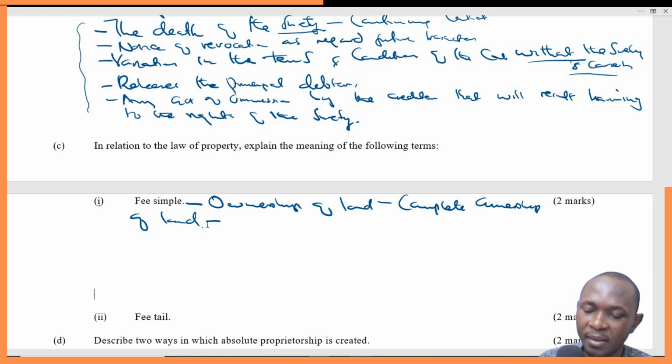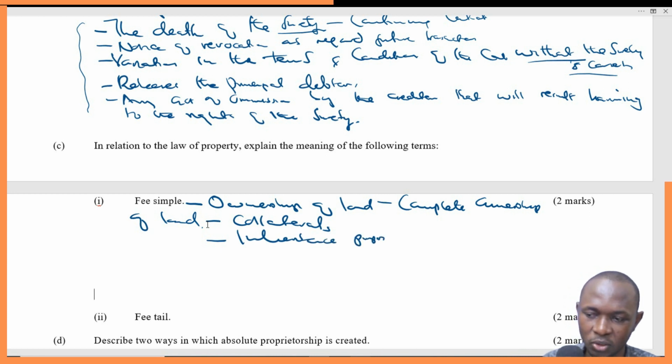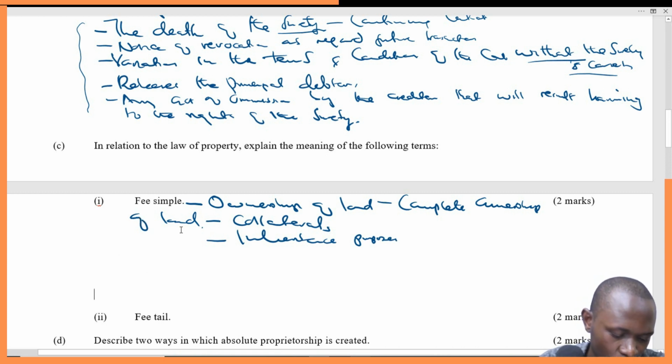And it might be used even for collaterals. He may pass a clean title over that piece of land, and it might also be used for inheritance purposes. So it is absolute ownership of a piece of land, which is also called freehold.